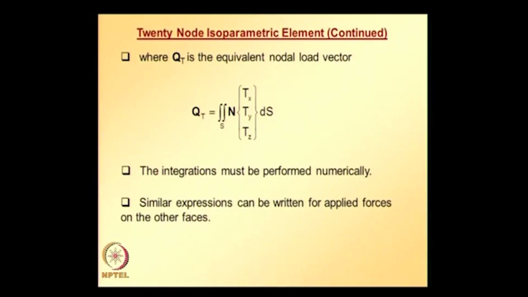So, once again, the element stiffness matrix for the 20 noded isoparametric element is going to be 60 by 60 for each element, and also the equivalent nodal force vector is going to be of length 60, that is, the vector is going to have 60 components.